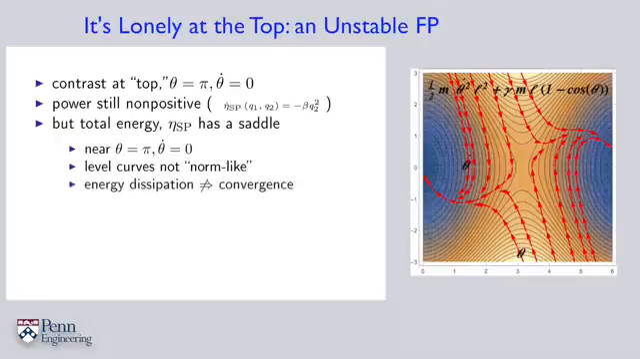Around the unstable fixed point, the total energy is not norm-like, and therefore its decay does not tell us anything about stability, and in fact enables us to deduce instability. We conclude that it's lonely at the top. It's unstable at the top.